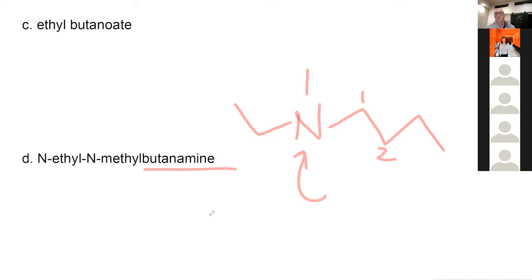The answer is no. So would this be a primary, secondary, tertiary, or quaternary amine? Tertiary, right, because it has 1, 2, 3 carbons attached to it. That makes it tertiary. Good job.